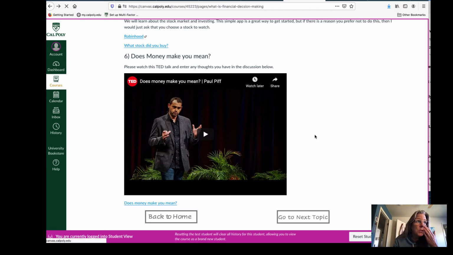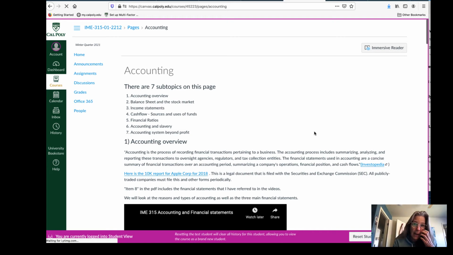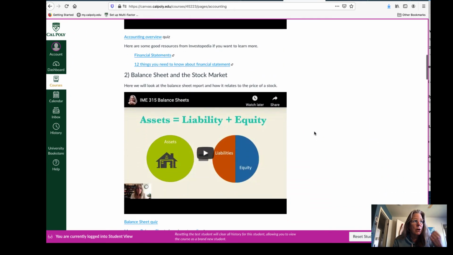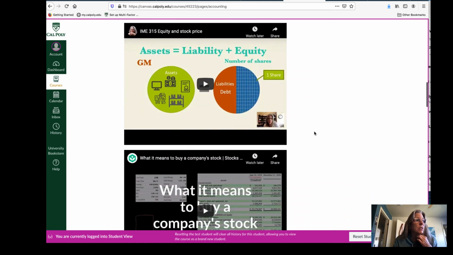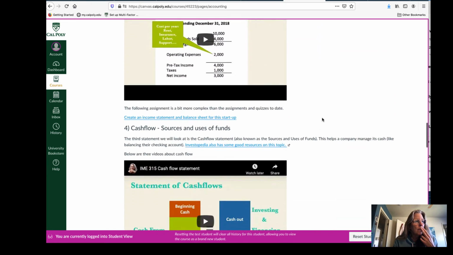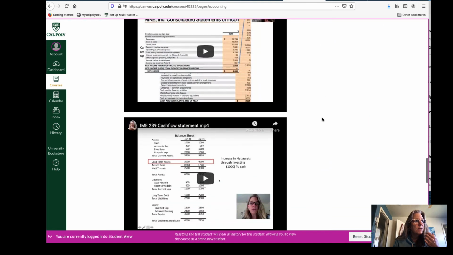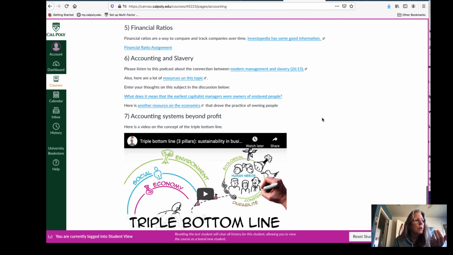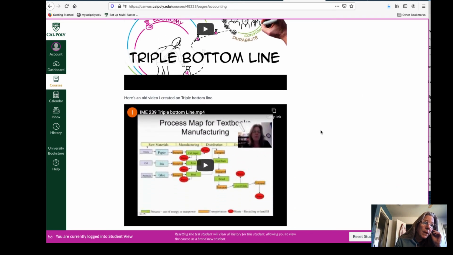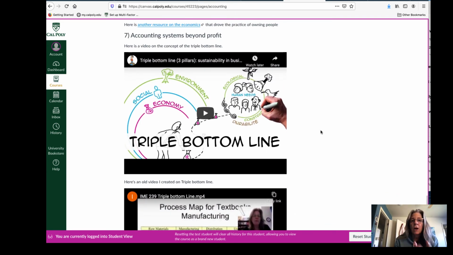And then if I go to the second week, which is on accounting, I've included my content here about teaching accounting. This is about how to read annual reports, but I also talk about the concept of a triple bottom line, and how to understand that within the context of accounting, which is the idea of accounting for something beyond money.